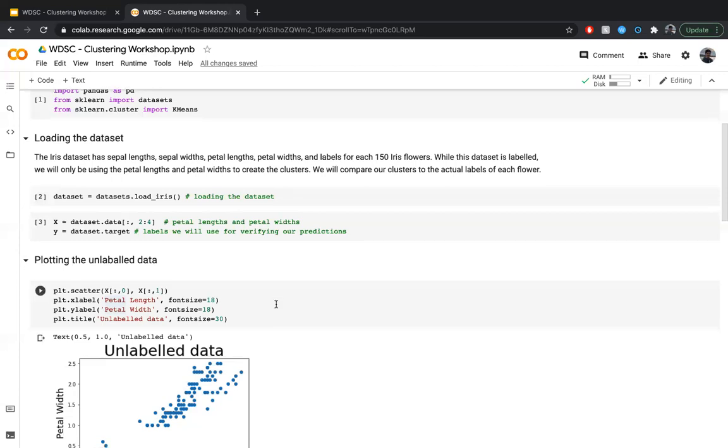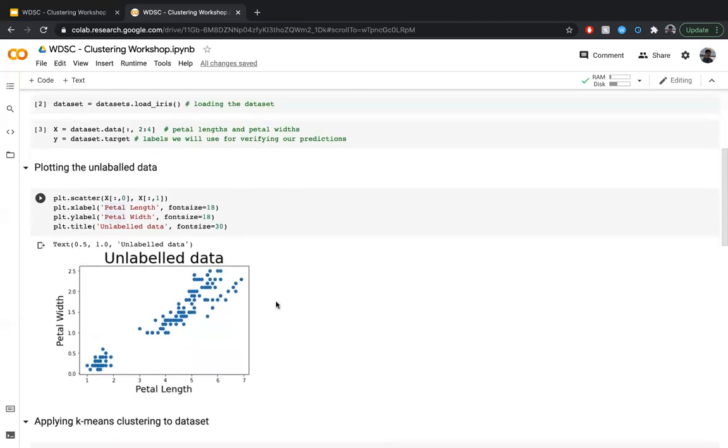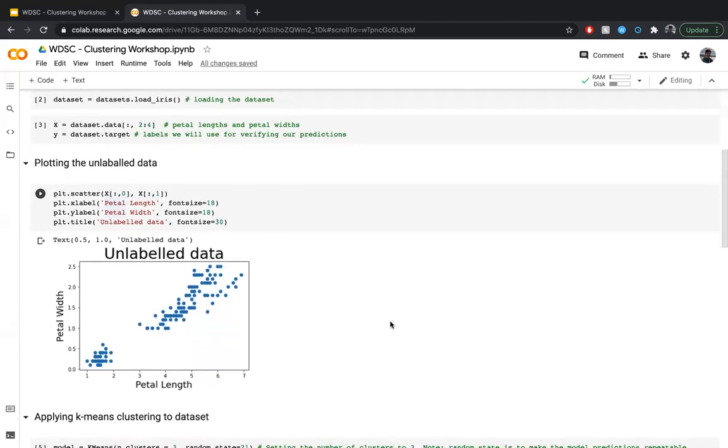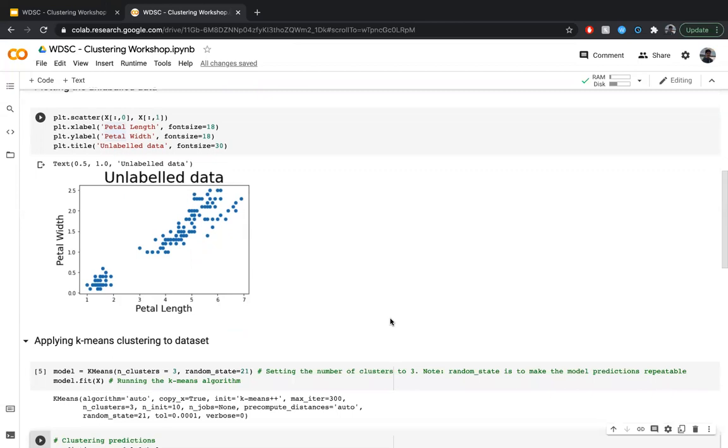The next thing I'm doing here is plotting the unlabeled data and showing what it looks like. You can already tell by just looking at it that there appears to be a cluster in the bottom left where the petal length and petal width are very small. But in the upper right, there are a bunch of data points, and it might be more difficult to distinguish between the types of flowers that exist within that group.